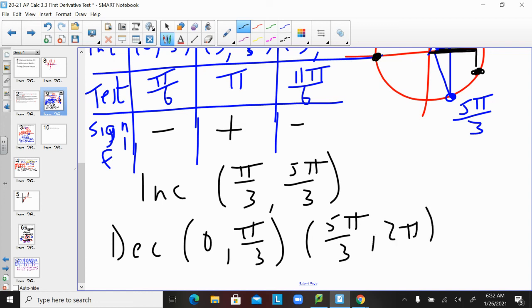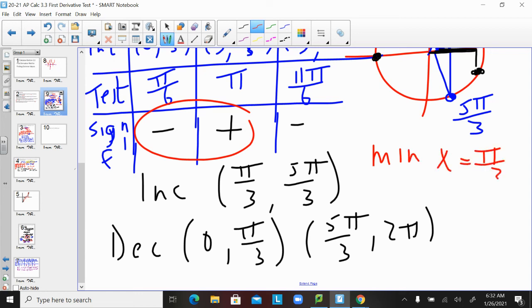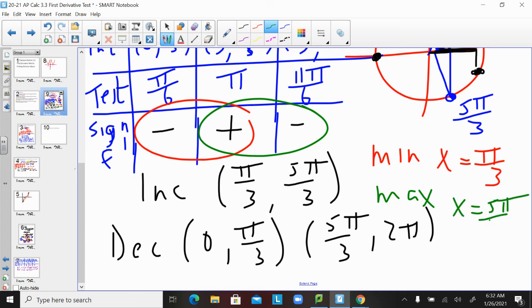And now what was new is just where the maxes and mins are. So let's talk about right here. At pi over 3, the derivative appears to be changing from negative to positive. That means the function's changing from decreasing to increasing, which means there's a min at x equals pi over 3. And then here in green, at 5 pi over 3, the derivative changes from positive to negative, which means the function changes from increasing to decreasing. And the first derivative test tells you there's a max at x equals 5 pi over 3.